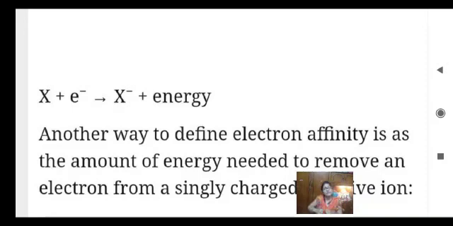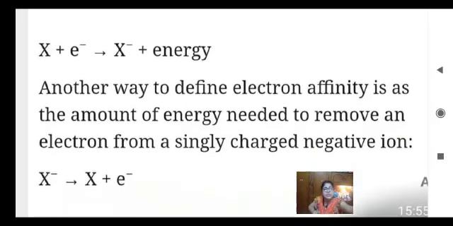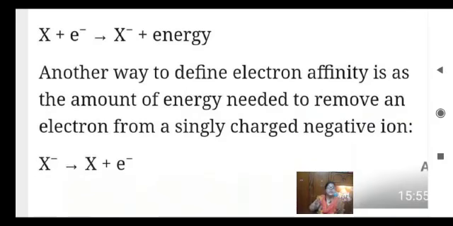Another way to define electron affinity is the amount of energy needed to remove the electron from a singly charged negative ion. That is actually the definition of ionization energy. So ionization energy and electron affinity are exactly opposite, and they only differ in sign. Ionization energy is represented with a plus sign as energy is accepted, on the left hand side of the equation, and electron affinity is represented as release of energy, that is negative energy, on the right hand side of the arrow.